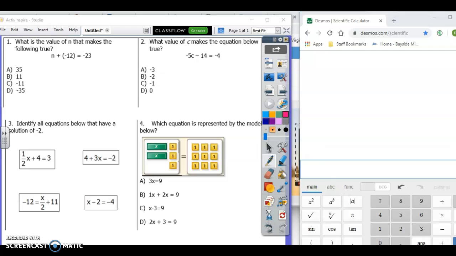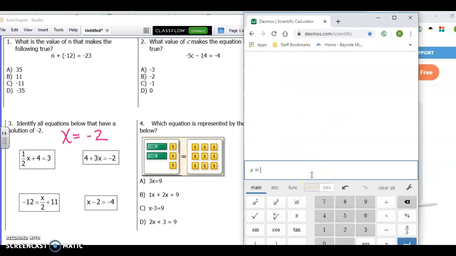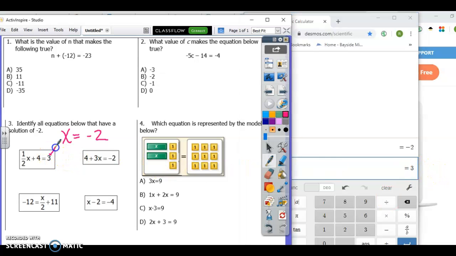All right, so number 3, it says identify all equations below that have a solution of negative 2. That means x equals negative 2. So I would use my calculator to solve these. So here's how I would do that. I'm going to type in that x equals negative 2. And then on this first one, I'm just going to type in the problem part and see if I get 3. So I have 1 divided by 2 times x plus 4. And it gives me an answer of 3, which is exactly what we should have. So that one is correct.